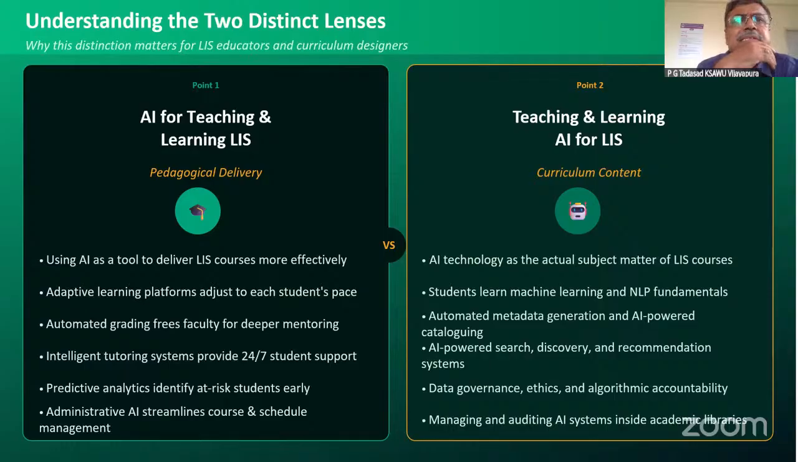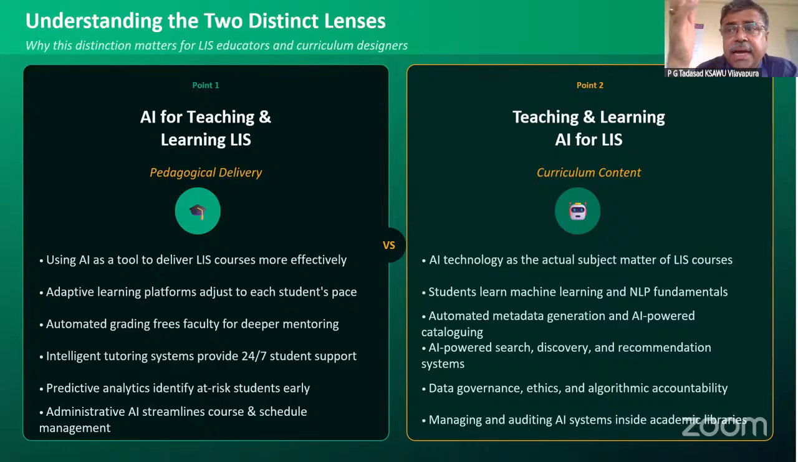This will be discussed as part one. Whereas in part two, we are considering it as a curriculum. It's a subject matter. AI technology as the core subject matter. What can be taught to them and to what extent?